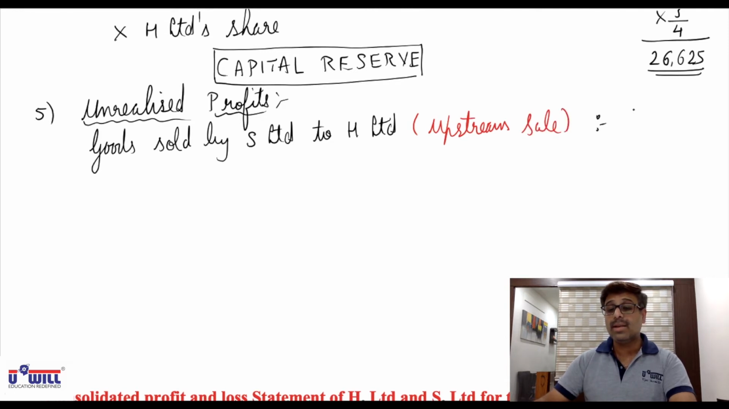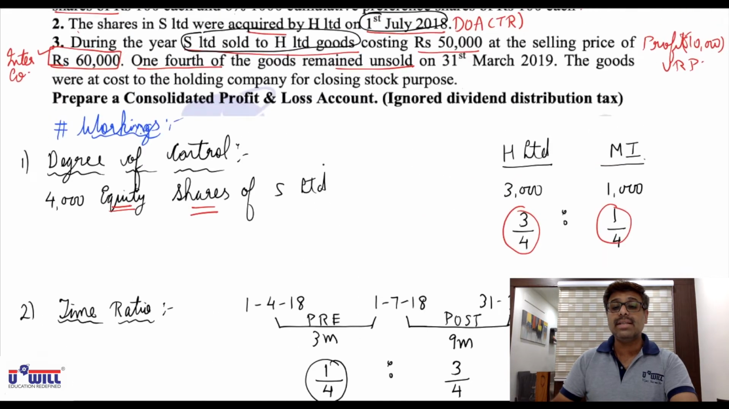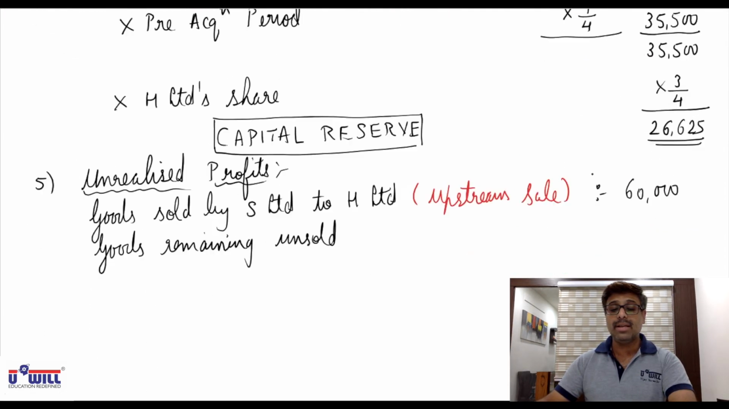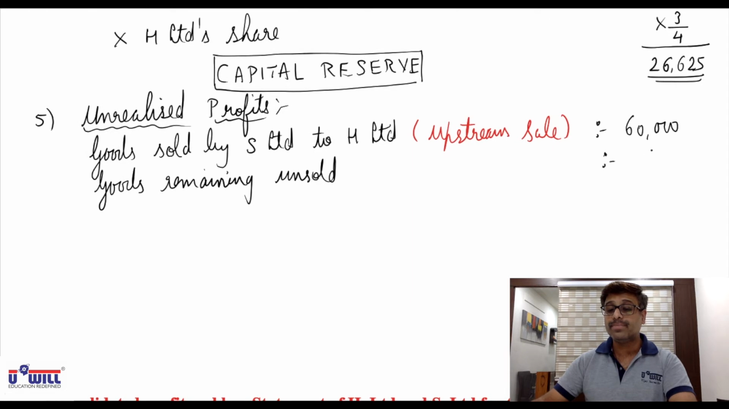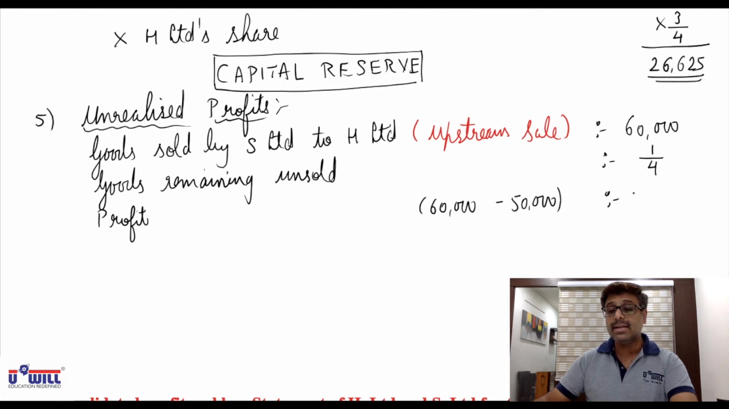60,000 are the goods sold by one company to other company. Now, what are the goods remaining unsold? Goods remaining unsold are 1/4. You all can see in that last adjustment what information is given. 1/4 of goods are remaining unsold. And what is the information of profit given to you? 50,000 of goods are sold for 60,000. So 60,000 minus 50,000 profit is directly available as 10,000.